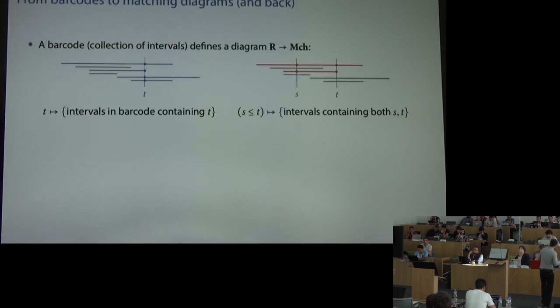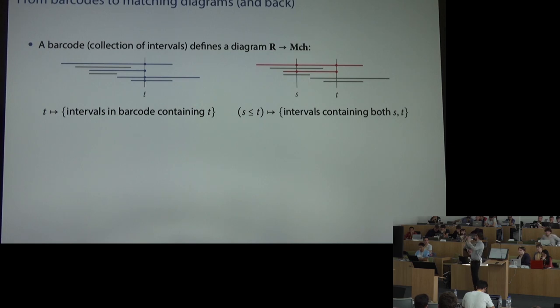That means we're looking for a diagram of sets. And when we have two different sets, we want to have a matching between the two. How can we interpret a persistence barcode in that sense? We already did. I'm just repeating what we did at the beginning of the talk. If I look at a barcode and I want to read off the homology at a given level t, I take the collection of all the intervals containing t. That's my set at one index.